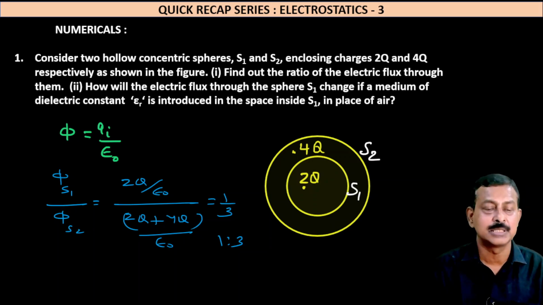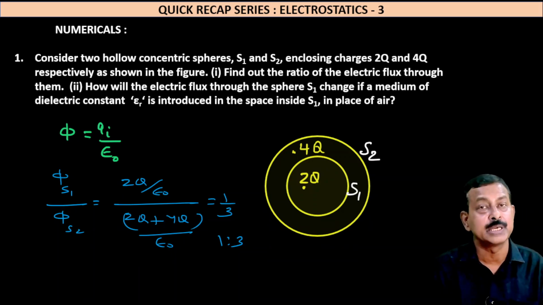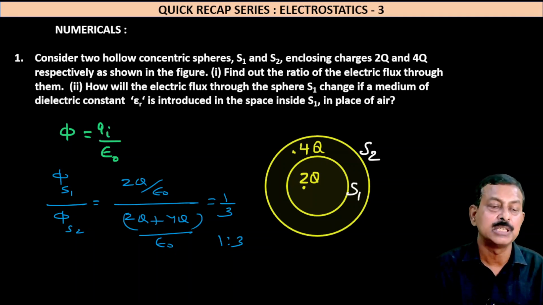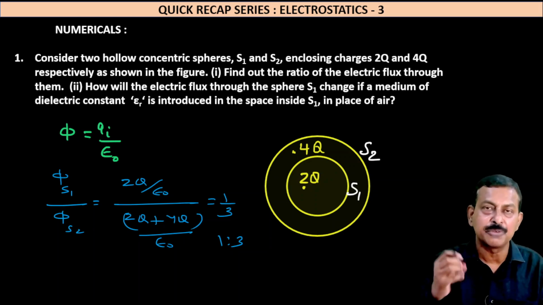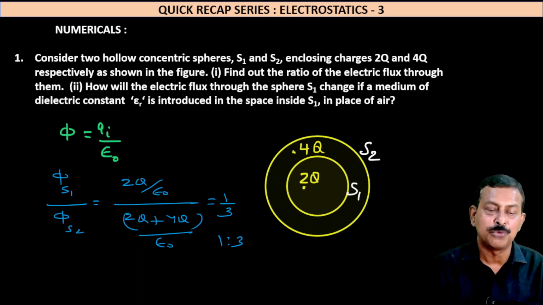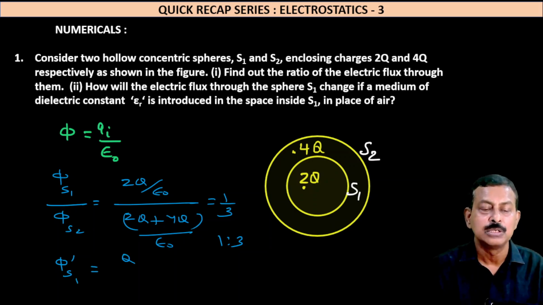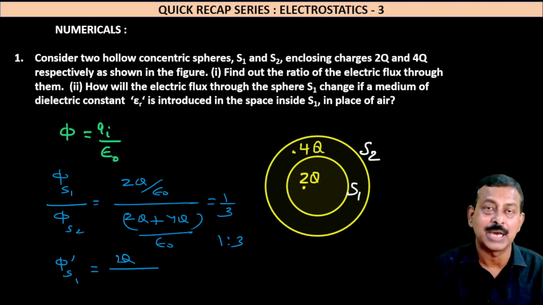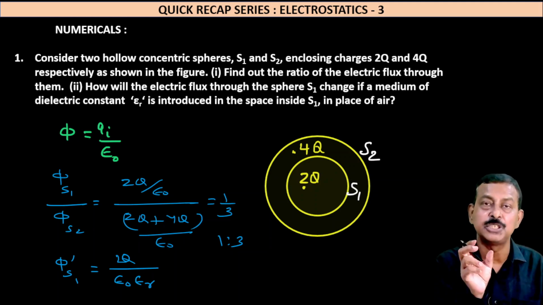In the second part, it is asked, how will the electric flux through the sphere S1 change if a medium of dielectric constant epsilon r is introduced in the space inside S1 in place of air? So in place of air, you are using dielectric medium of dielectric constant epsilon r. So for this case, suppose if I take phi S1 dash, this is your Q, that is your 2Q now, charge inside, divided by epsilon naught into epsilon r, because it will be the permittivity of the medium.